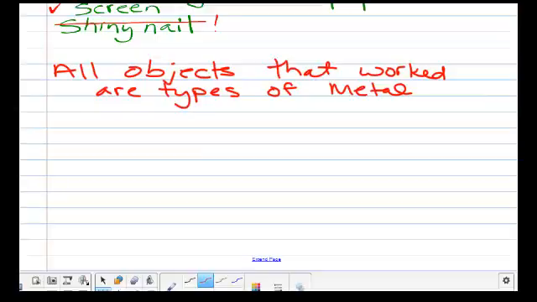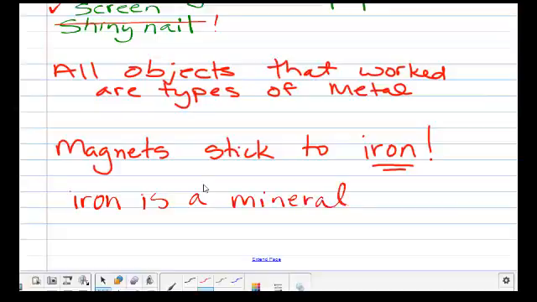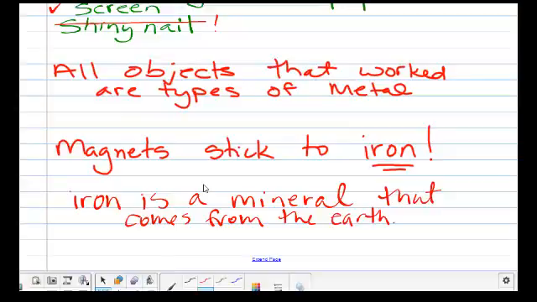So here's what you want to include in your notes, and this is kind of where we'll close out. Magnets stick to what we call iron. Magnets stick to iron. And iron is a mineral that comes from the earth. So it is a material, a mineral that is mined.